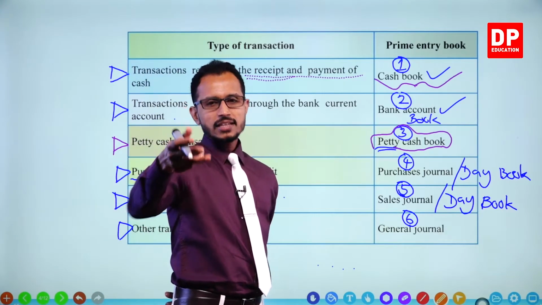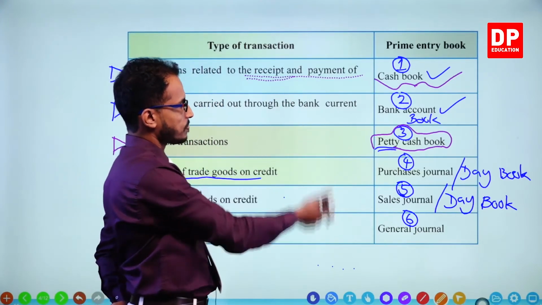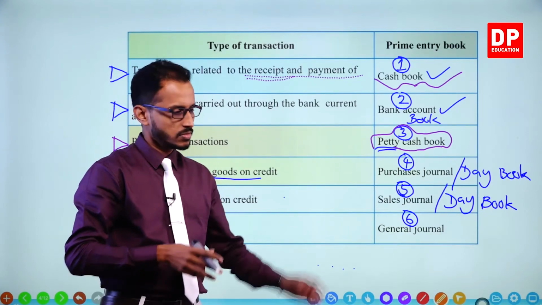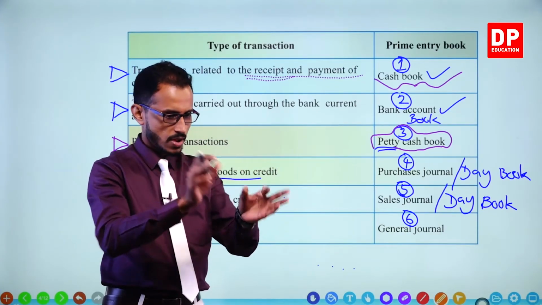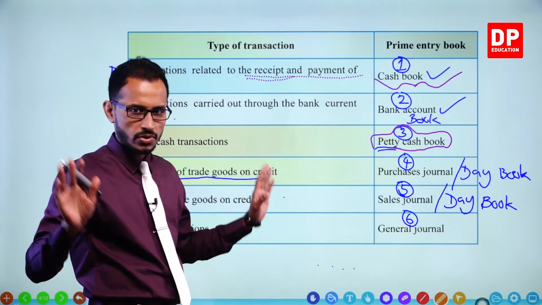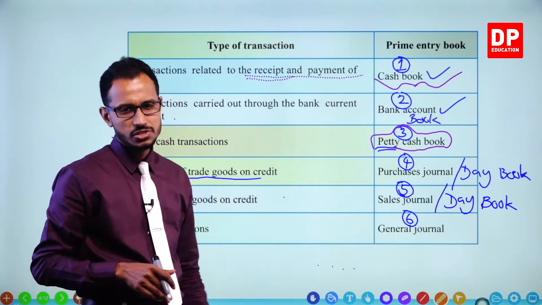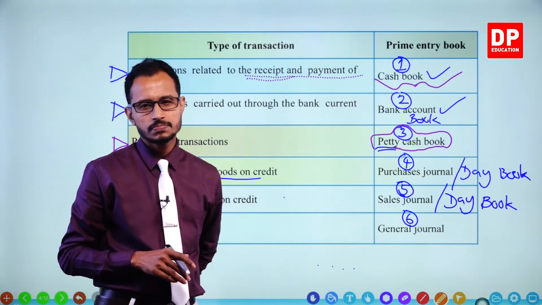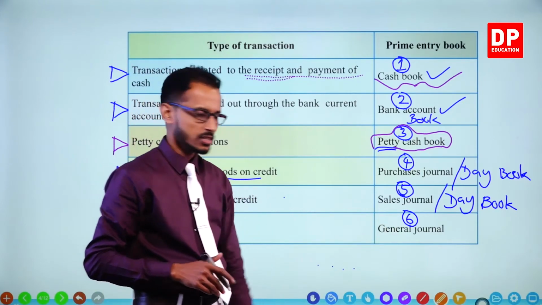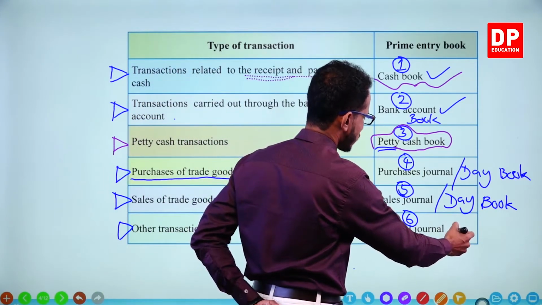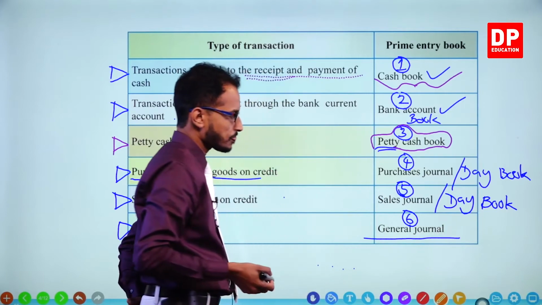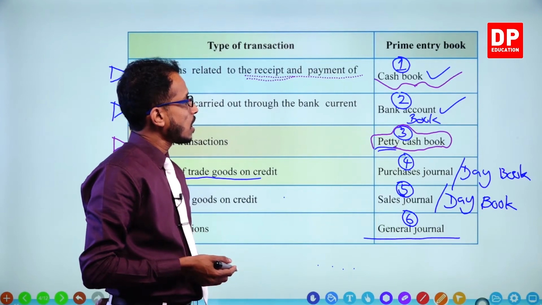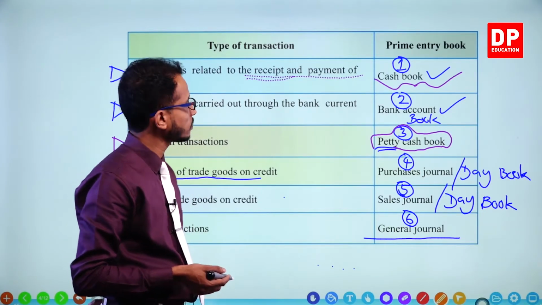So in a later session, we are going to learn about all these journals, all these books, one by one. No worries. This is just an introduction, children. How many books do we have? 6. We have 6 books altogether. 6 books to learn about. All right? Moving on.